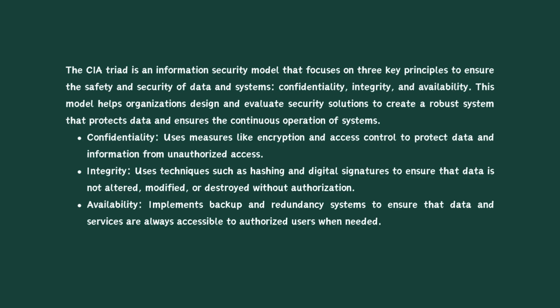Confidentiality uses measures like encryption and access control to protect data and information from unauthorized access. Integrity uses techniques such as hashing and digital signatures to ensure that data is not altered, modified, or destroyed without authorization. Availability implements backup and redundancy systems to ensure that data and services are always accessible to authorized users when needed.